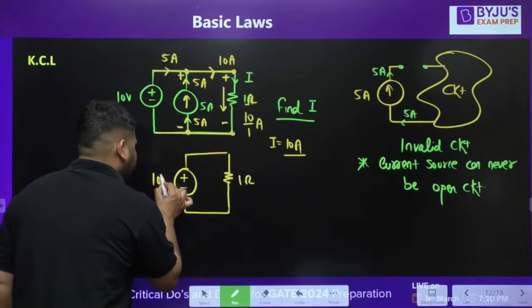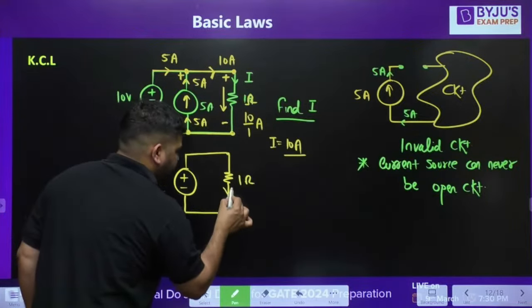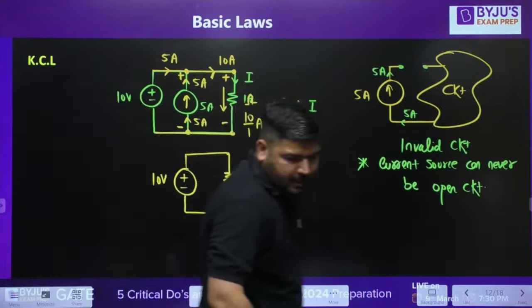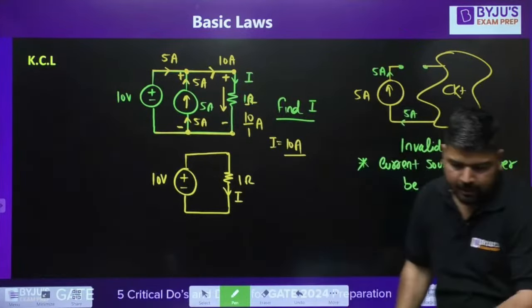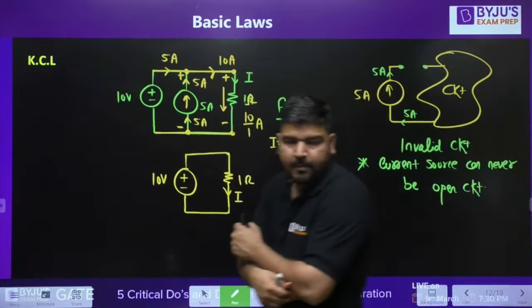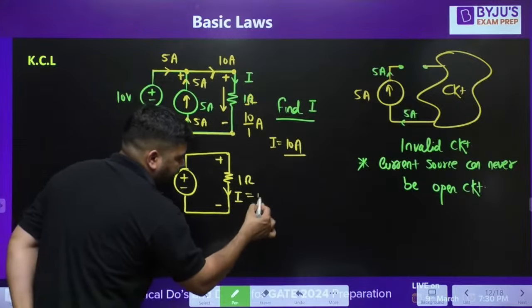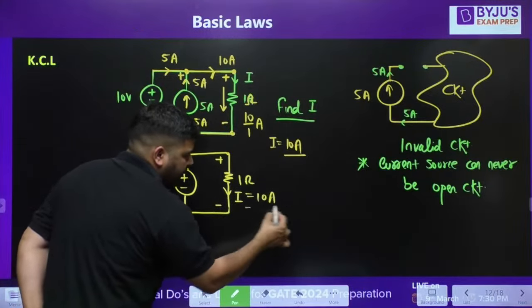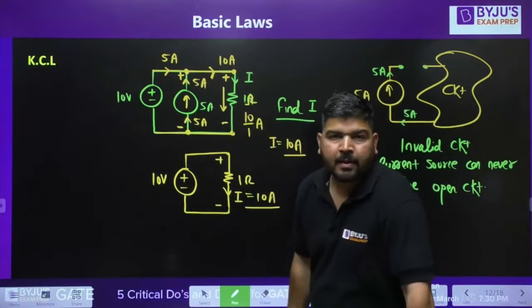Let's say this is 10 volt and this is 1 ohm. Now can you tell me about this current? What is this current, guys? According to Ohm's law, this is higher potential, this is at lower potential, this has to be 10 ampere. It means the answer will remain same.